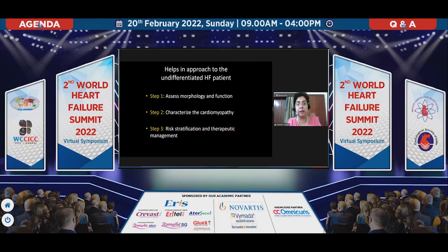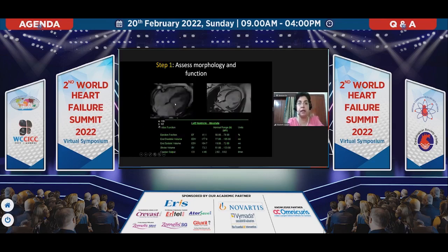So what are the steps in looking at a patient with undifferentiated heart failure, and what is the role of cardiac MRI in it? So the first step is to assess the morphology and the function. Next, to characterize the cardiomyopathy. And thirdly, the risk stratification as well as the management options. So this is how we assess function. First, we look at the morphological features. Then we look at the cine images to look at the wall thickening. And finally, we are able to calculate the LV and the RV function, which is more accurate than in echocardiography.